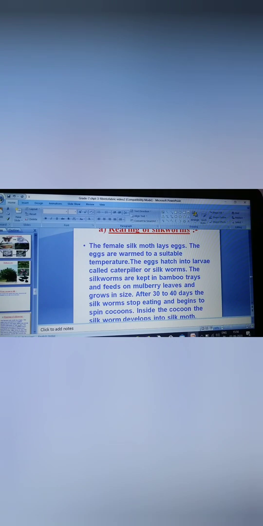Then the rearing of silkworms. How are silkworms reared? The female silk moth lays eggs. The eggs are warmed to a suitable temperature. The eggs hatch into larvae called caterpillars or silkworms. The silkworms are kept in bamboo trays and feed on mulberry leaves and grow in size. After 30 to 40 days, the silkworms stop eating and begin to spin cocoons. Inside the cocoon, the silkworm develops into a silk moth. So this is how the cycle goes.